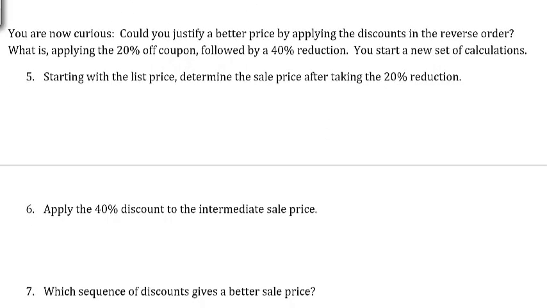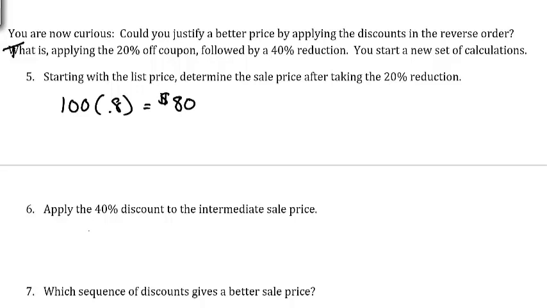Now you're curious, could you justify a better price by applying the discounts in the reverse order? That is, applying 20% off followed by 40% off. And so let's start our calculations over again. So if we applied the 20% reduction first, that would be the decay factor 0.8. That would bring me down to $80.